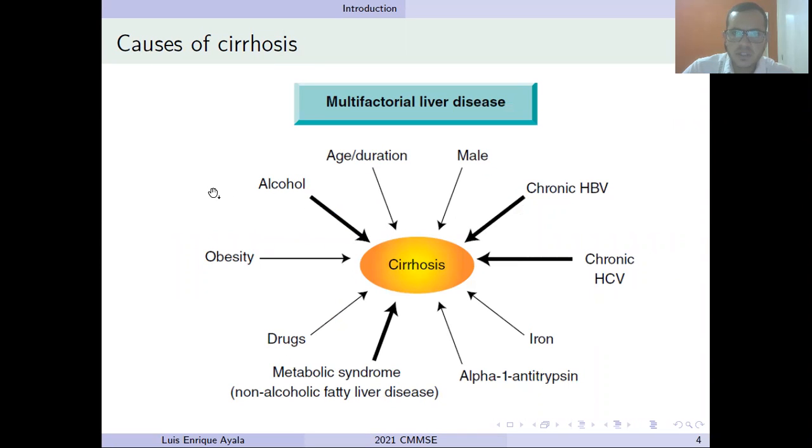There are many factors that contribute to the formation of cirrhosis. The most important ones are alcohol, chronic hepatitis B virus, chronic hepatitis C virus, and the metabolic syndrome.